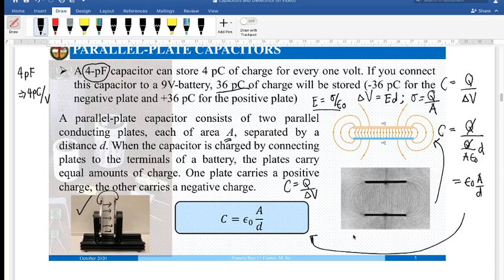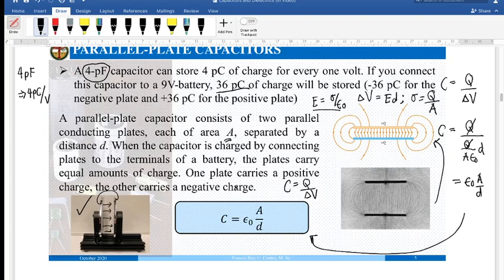This means that the capacitance of a parallel plate capacitor depends only on the geometry and the shape of the capacitor. If you are dealing with a spherical capacitor, its capacitance is different from our parallel plate capacitor, because it has a different geometry. So we just have to focus on the parallel plate capacitor.